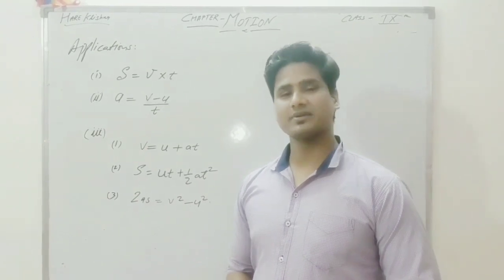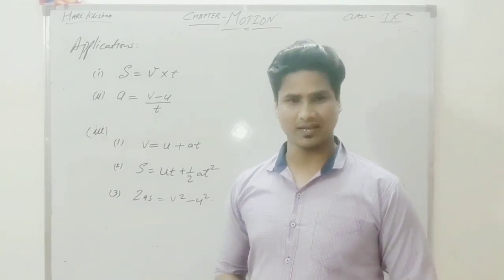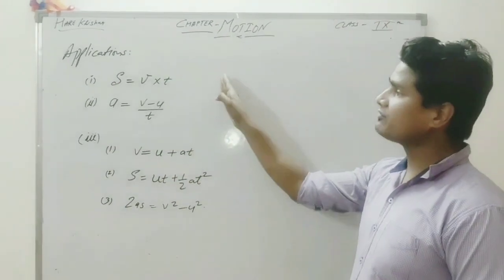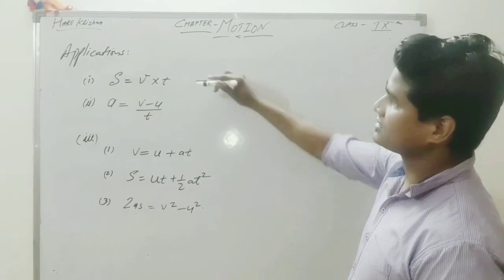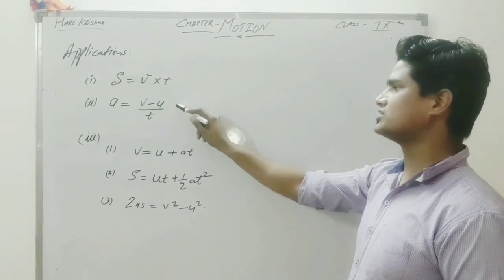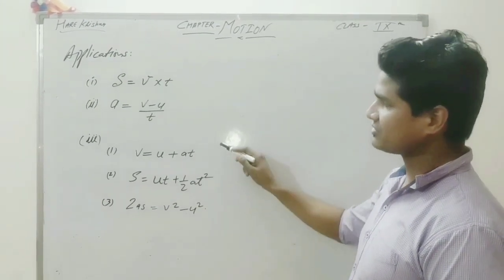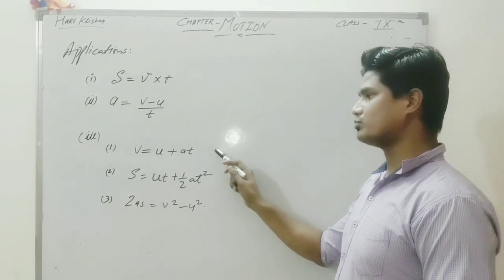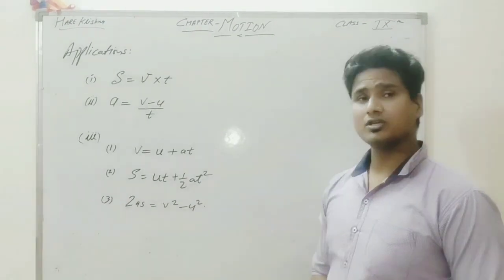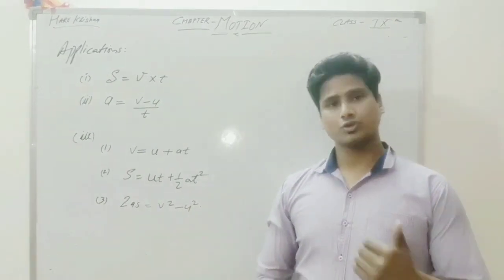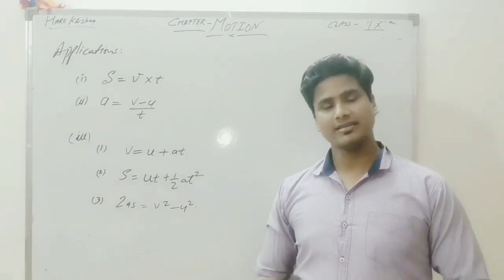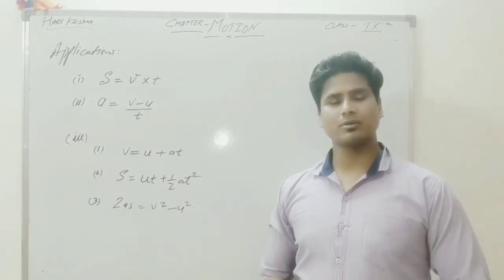Students, now our next topic is circular motion, which I have already explained in the first part. Our last part is application of the chapter. It includes all the formulas which I have explained to you in this. The first was distance equal to velocity into time. Then second is acceleration equal to change in velocity upon time. Then our three equations of motion, that were V is equal to U plus AT, S is equal to UT plus half AT square, and 2AS is equal to V square minus U square. Students, if you remember these formulas, you will be able to solve all the numericals of this chapter. So please remember them so that you can understand and solve every problem related to this chapter.